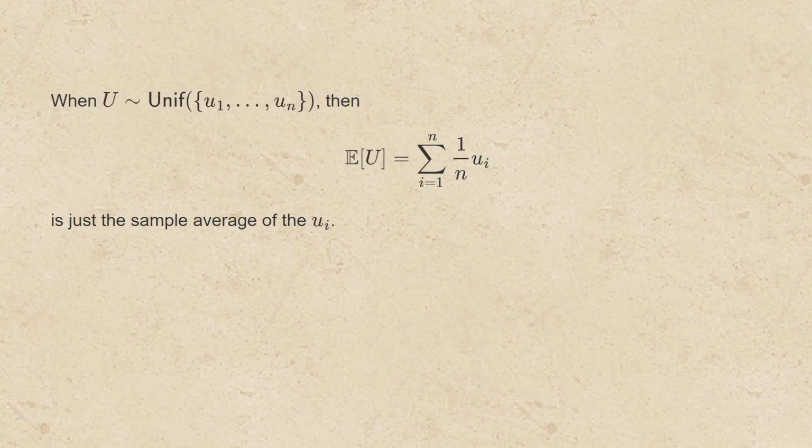When U is uniform over u_1 up to u_n, then the expected value of U is just the sum as i goes from 1 to n of 1 over n times u_i. In other words, it's just the sample average of the u_i.